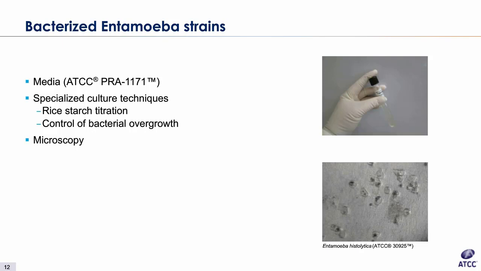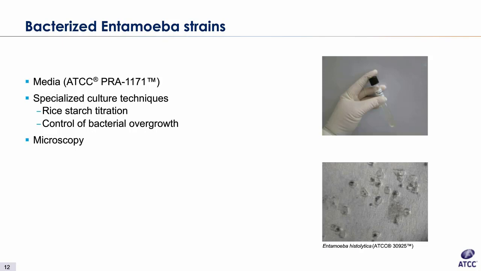First of all, they grow in media that has rice starch, and that makes it cloudy. Second of all, they're bacterized, so the bacteria is their food source, so that makes it even cloudier. So it can be difficult to see these small translucent amoebae. So we have some tricks that we use, like using an alternate light source, stuff like that.